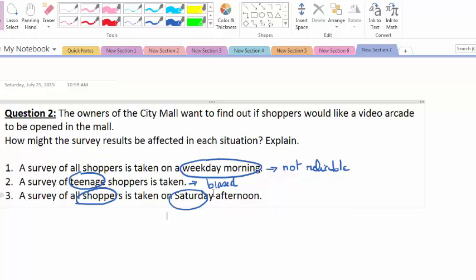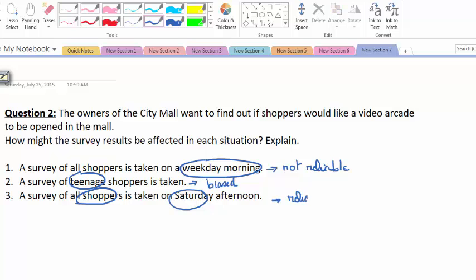That's why the data collected from the survey would probably be representative of the population. So this one we say is reliable. And this is how we can answer the question. First, we have to choose the keyword, and after that we decide which one is reliable, which one is biased, which one is census, which one is sample, and so on.